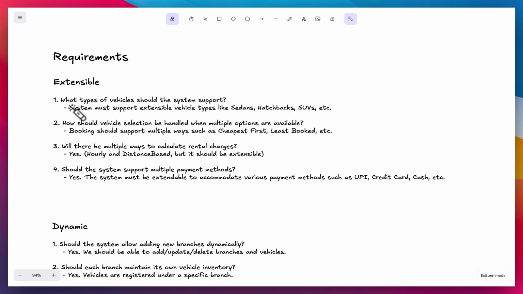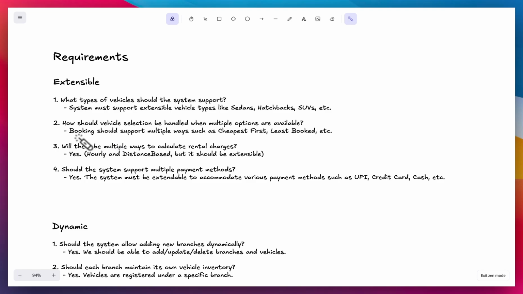The first requirement is, what type of vehicles should the system support? So this is one entity, and this entity can be further divided into sedan, hatchback, SUV, etc. And we can have one enum called vehicle types. Okay. The second point says, how should vehicle selection be handled when multiple options are available?